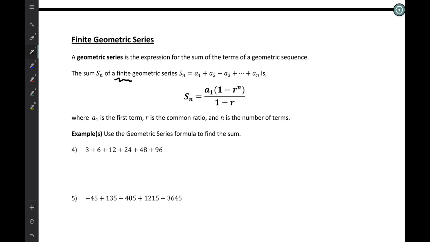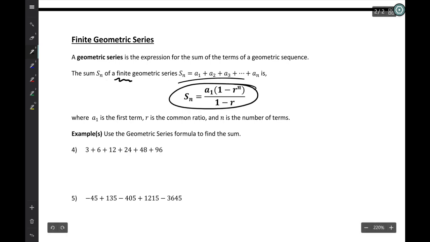So a geometric series is an expression for the sum of the terms of a geometric sequence. The sum of a geometric series, like this, is just this expression here, where a sub 1 is the first term, r is the common ratio, and n is the number of terms. So let's go through and do this. We need three things. We need the first term, the number of terms, and the r value, the constant ratio. A little bit different than the last one.